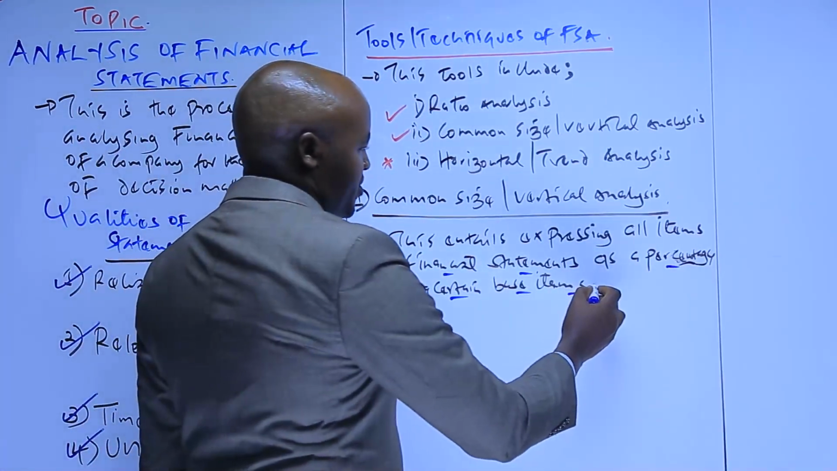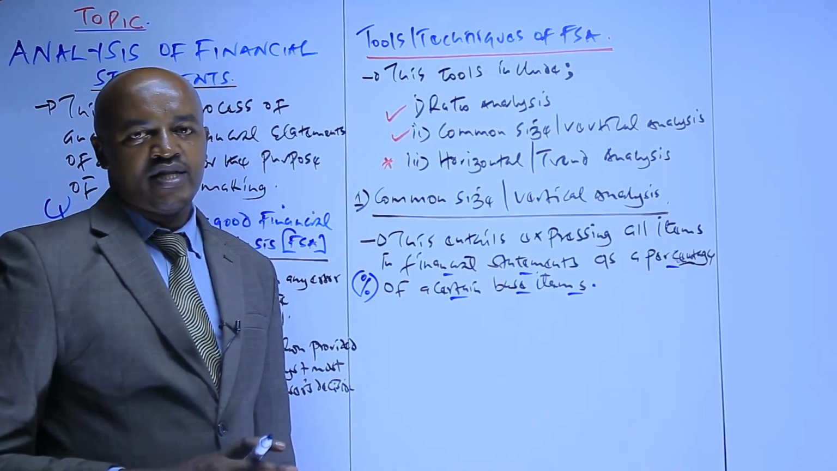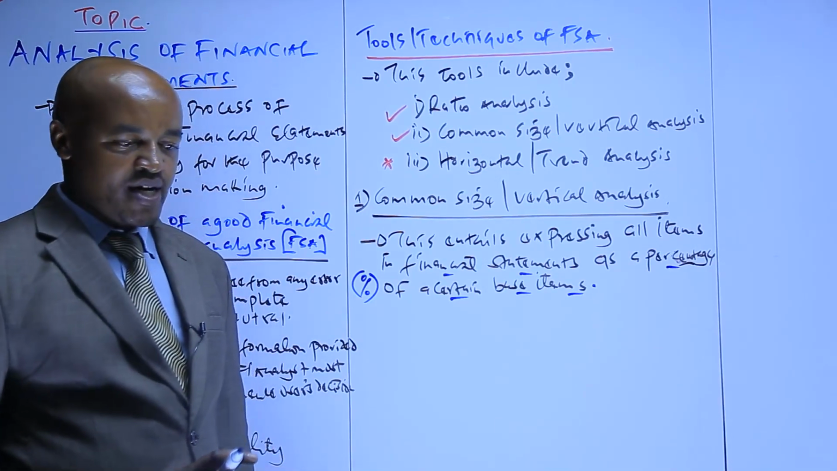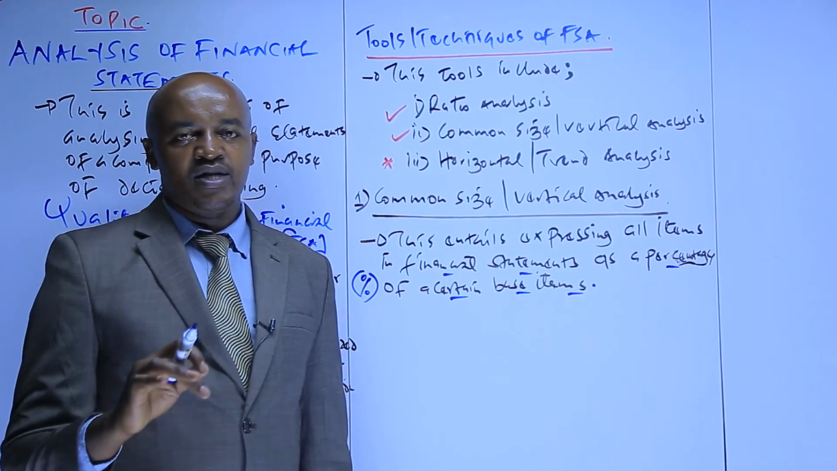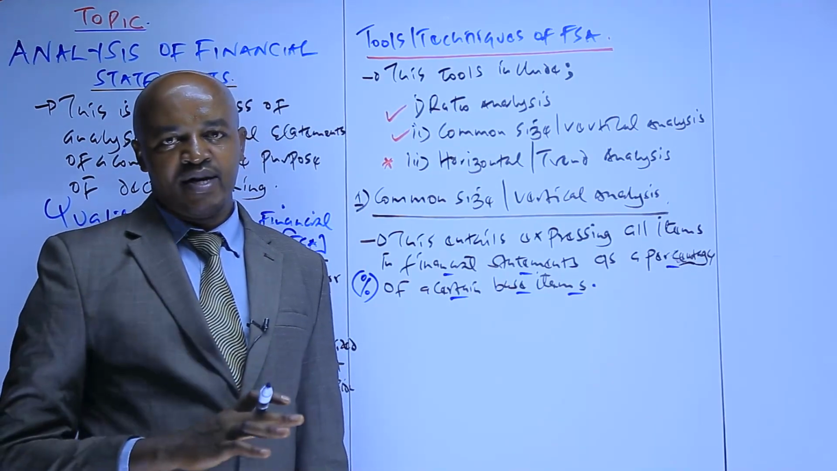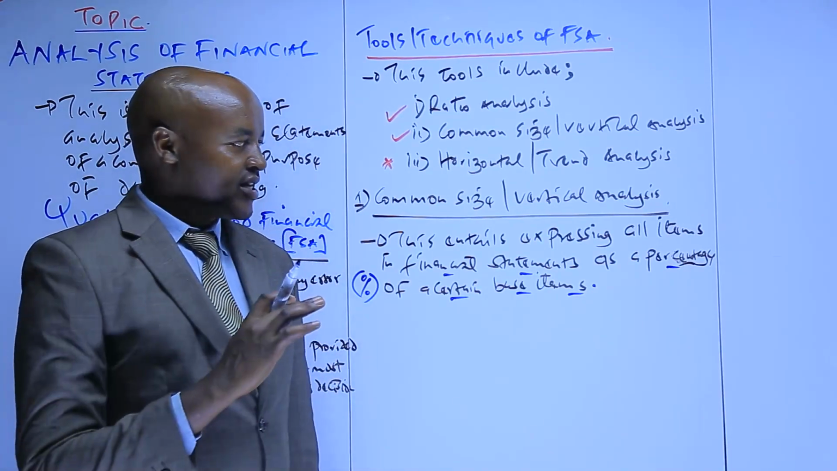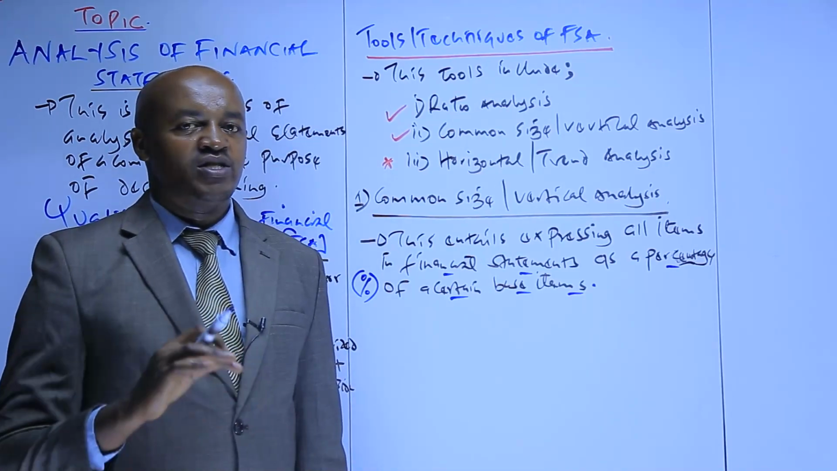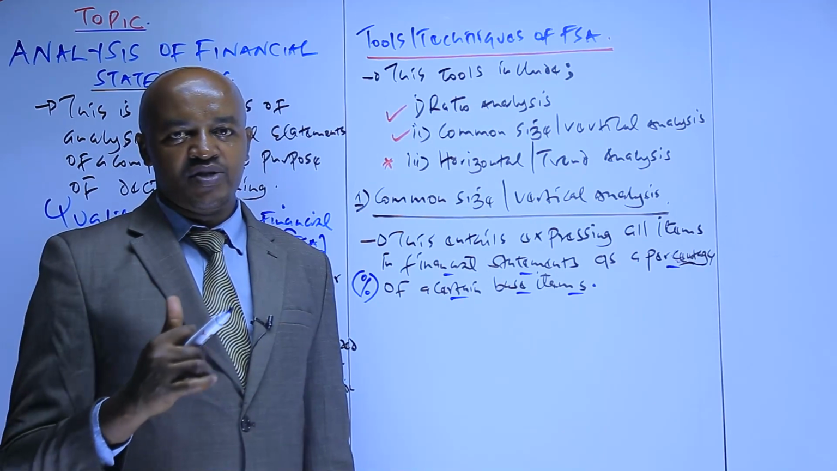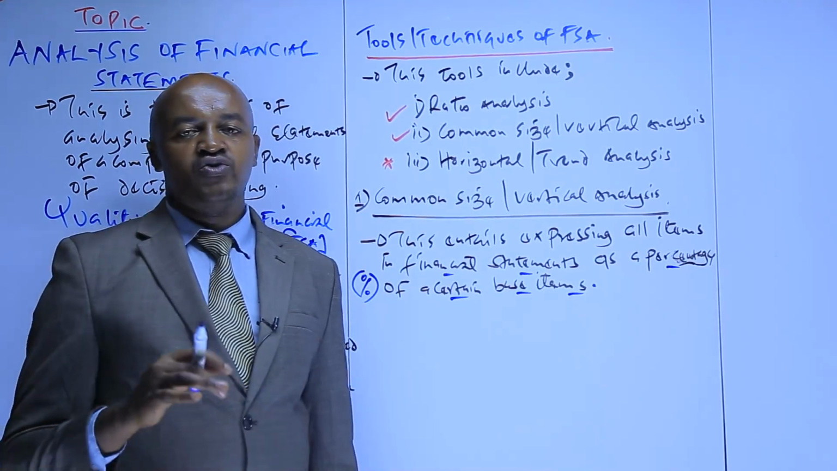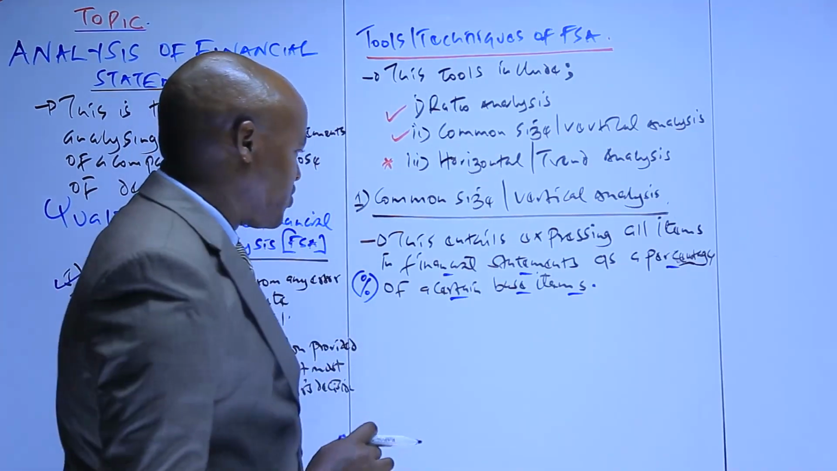Now here we have the common size or the vertical analysis of the income statement, and that one entails converting or expressing all the items in the income statement as a percentage of the company's revenue, or as a percentage of the company's sales. The objective here is that the financial analyst wants to establish the relationship between the items of the income statement and the company's revenue. This particular information is very, very important to the management of the company, especially when it comes to decision making.